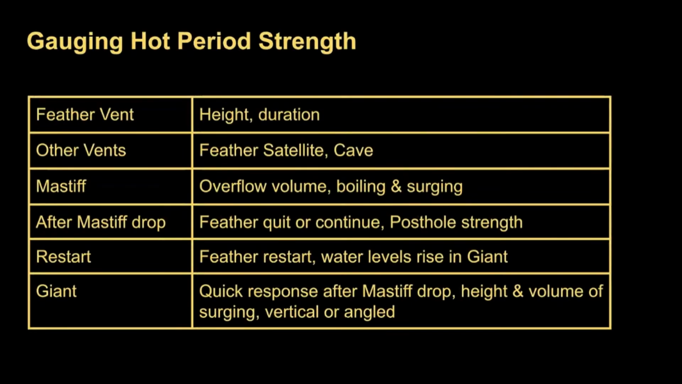The restart of feather, which happens after a hot period, the water comes back up in feather and may come back up in giant as well. Water levels rise in giant, and that's when you get the surging I was just talking about. If it happens quickly after the mastiff drop, if the height and volume is growing and there's water coming out of the cone, and then as I mentioned, is it vertical or is it angled? Those are all things that I would use to gauge how strong a hot period is.